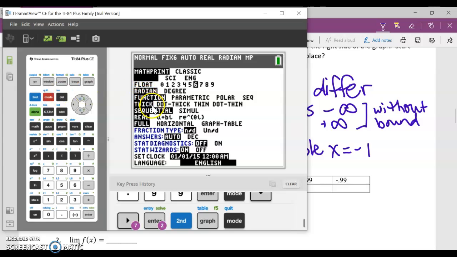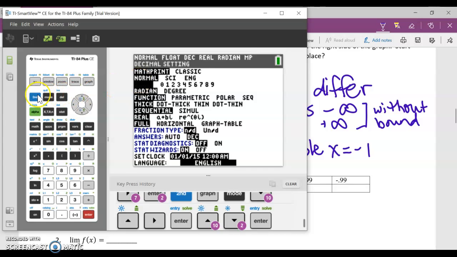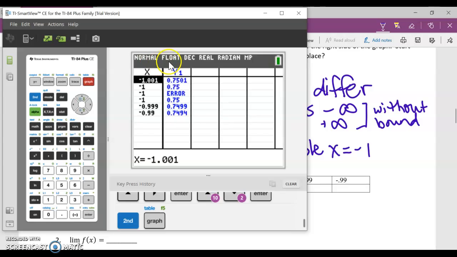So you are going to probably want decimals. I think that's an easier way to see. Here we go. We want our answers in decimals right there. That's what I just changed, answers to decimals. And I can turn this back to float, so that's not bothering us. So now in my table, it gave me decimals.